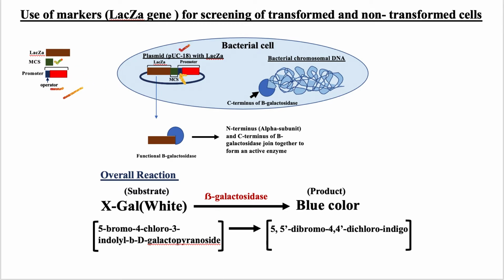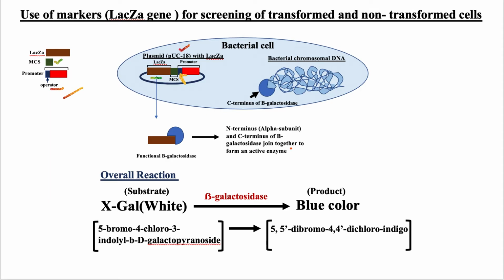As I mentioned before, what is a multiple cloning site? A multiple cloning site is that region where we have sites for many restriction endonucleases. So that is the region which we use for insertion of our gene of interest, due to the presence of restriction sites for various restriction endonucleases. And then it is followed by the lacZ alpha gene.